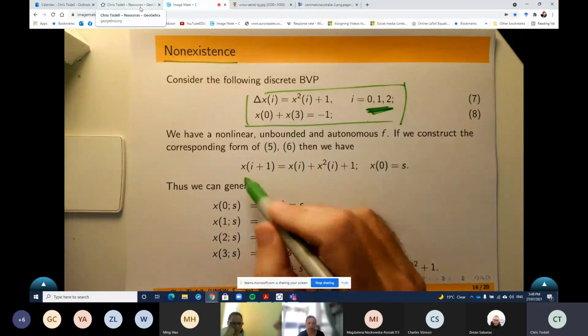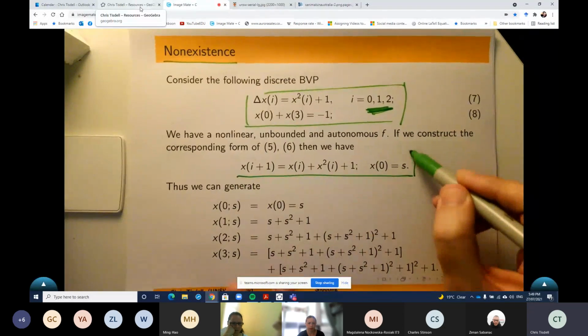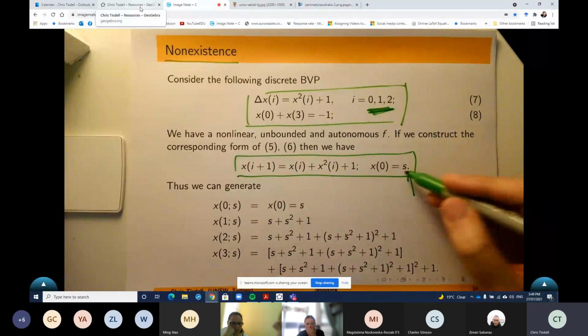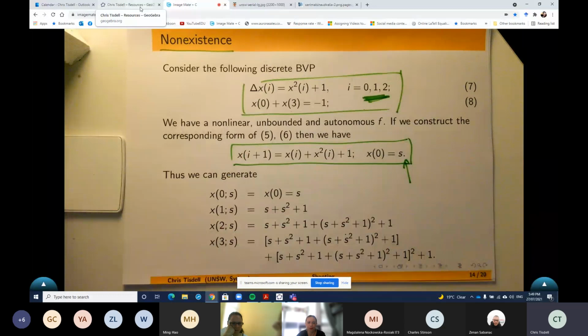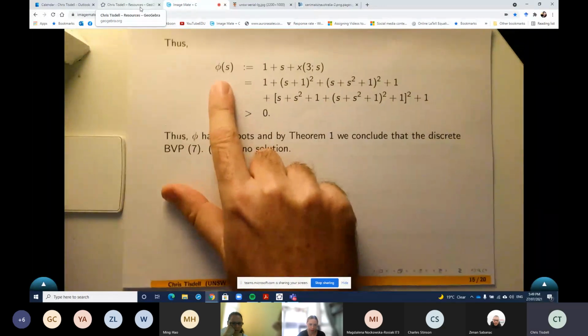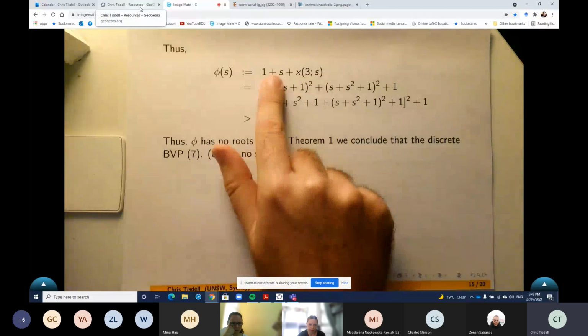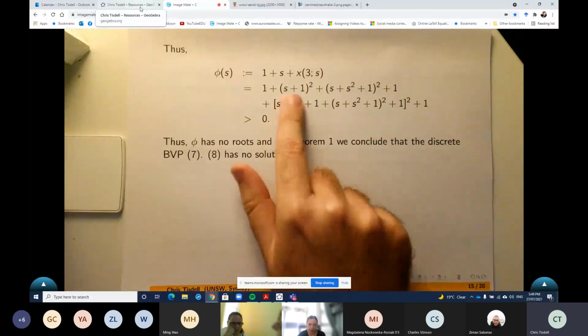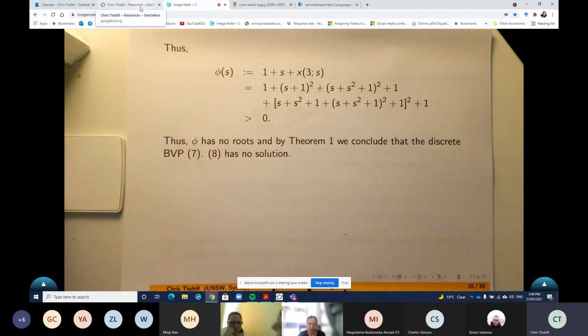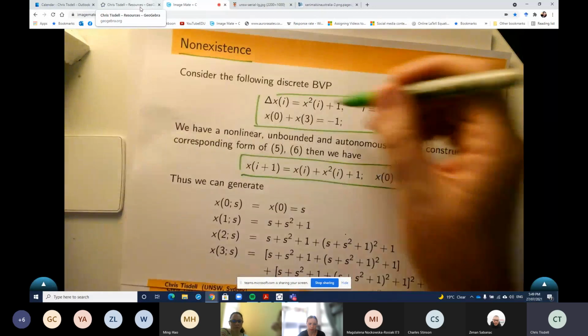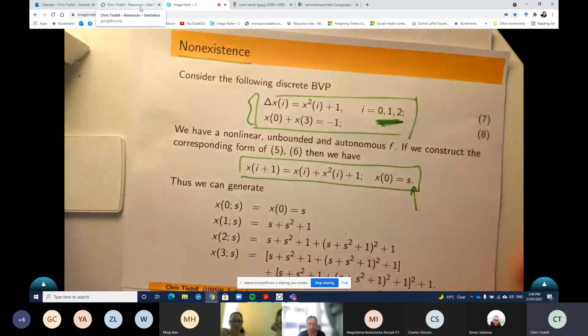Okay, so you can set up your initial value problem with a parameter S, and you go through and you iterate, and this is your phi function that you're looking at. Obviously we're squaring things and adding positive things here, so it's always positive. So this obviously has no roots. So by our theorem, this problem here has no solution.